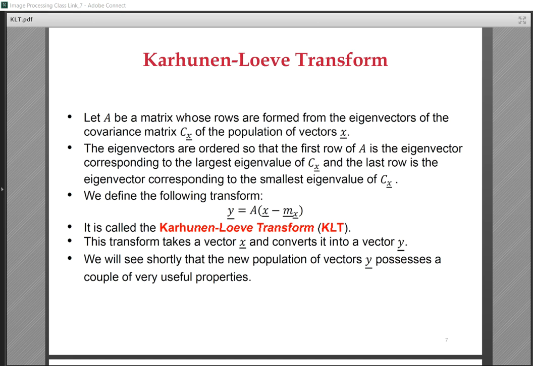Here, the KLT, Karhunen-Loeve Transform, okay, these two scientists introduced a new transform named the Karhunen-Loeve Transform or KLT, based on the principles we discussed in the last slides: eigenvalues, eigenvectors, symmetric matrices, mean and covariance, etc. Okay, let A be a matrix whose rows are formed from the eigenvectors of the covariance matrix Cx of the population of vectors X.